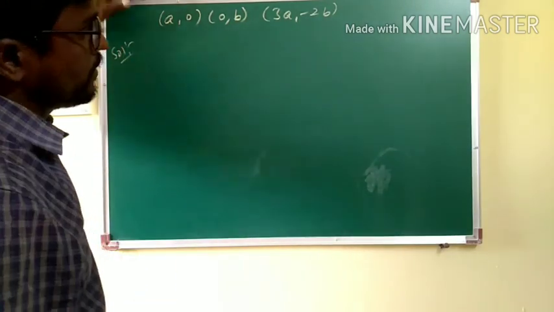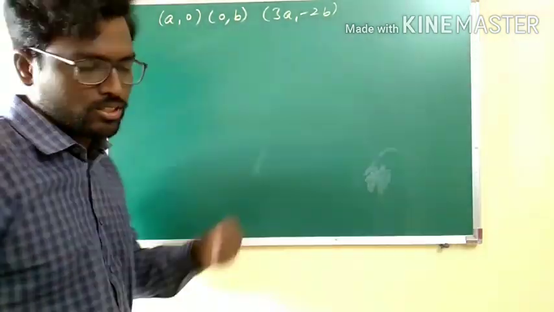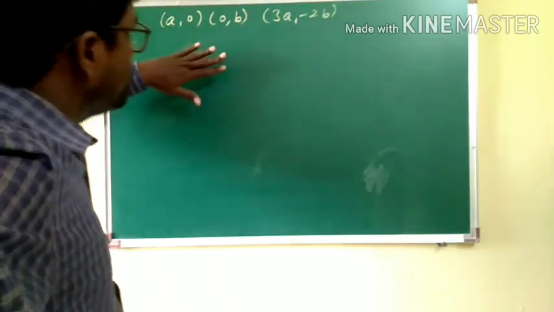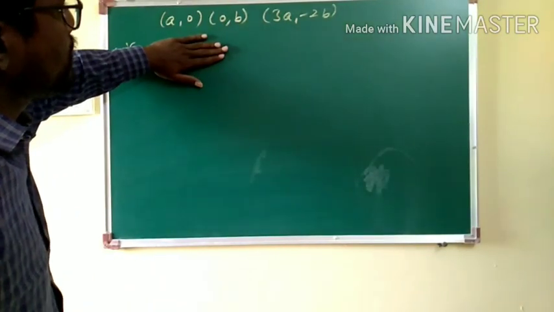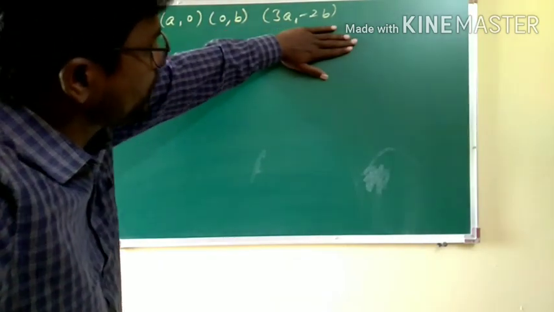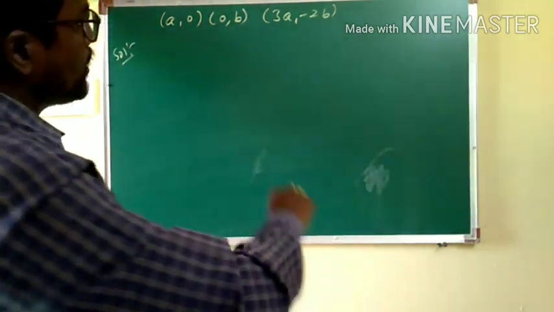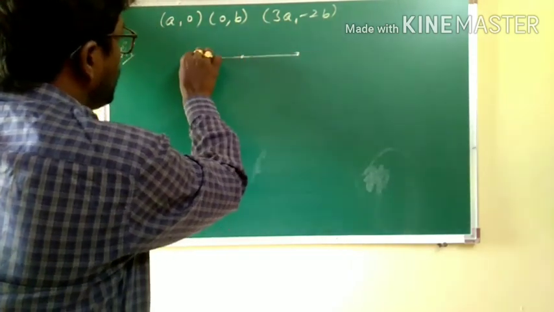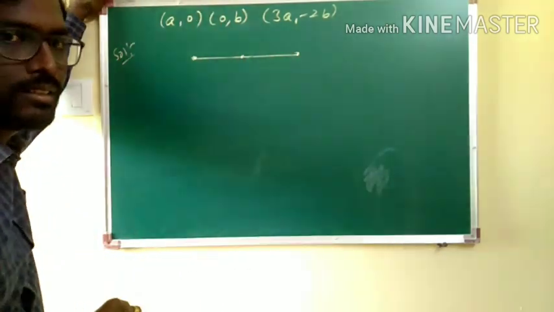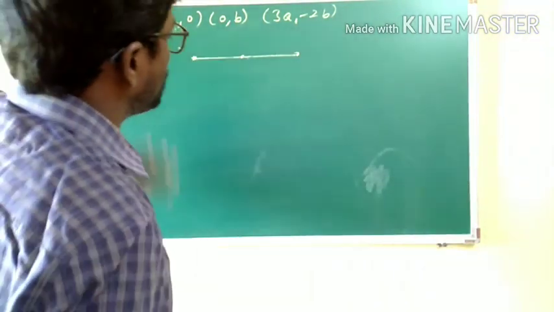First, try to understand the question here. What are we asked to calculate? You have to prove that these three points are collinear, that is, these three points lie on the same line. Further, there are multiple methods.